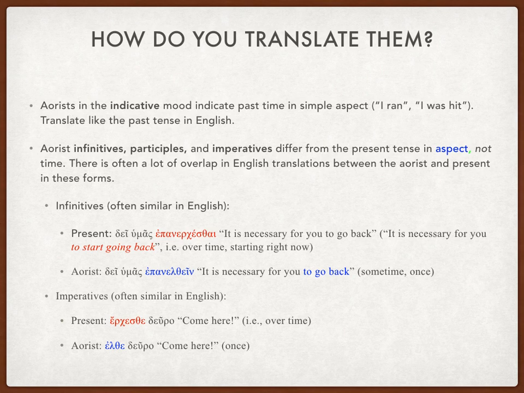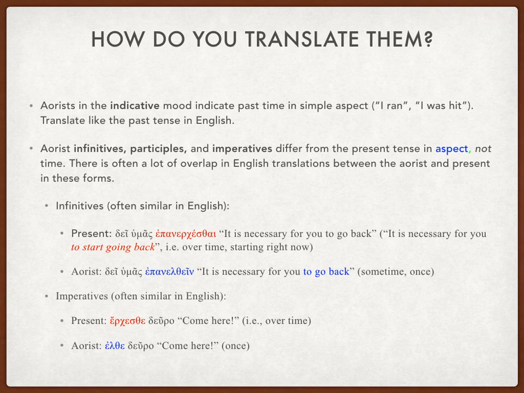This is a continuous aspect in the present that really tends to come through with infinitives. So you can perfectly well translate it as it is necessary for you to go back or you must go back. But what it really would sound like to a Greek listener is that it's necessary for you to start going back, like starting right now over time. But if I want to say that someone needs to do something and get it done quickly or once, I'm going to use the aorist infinitive instead.